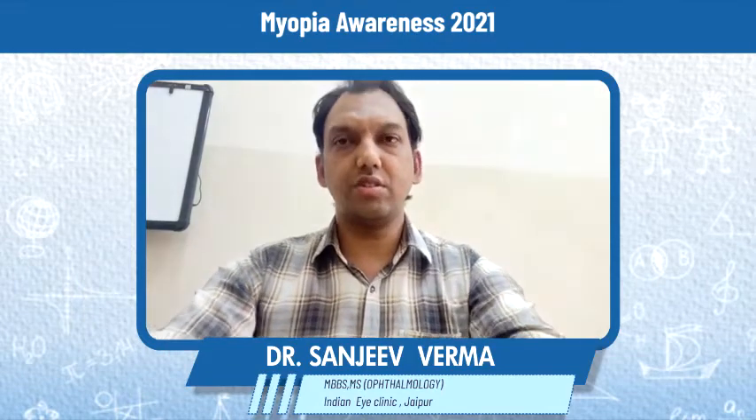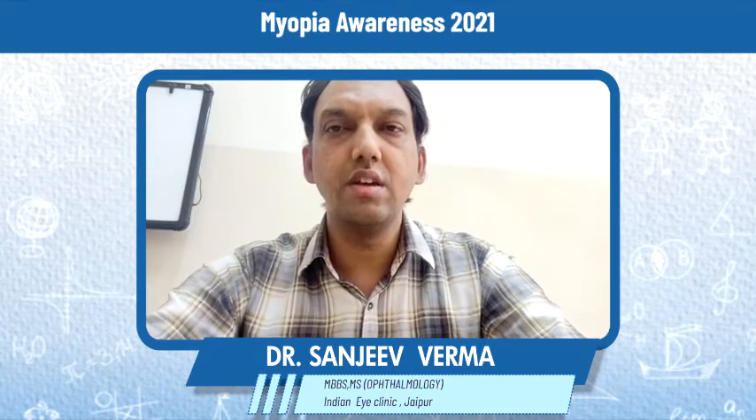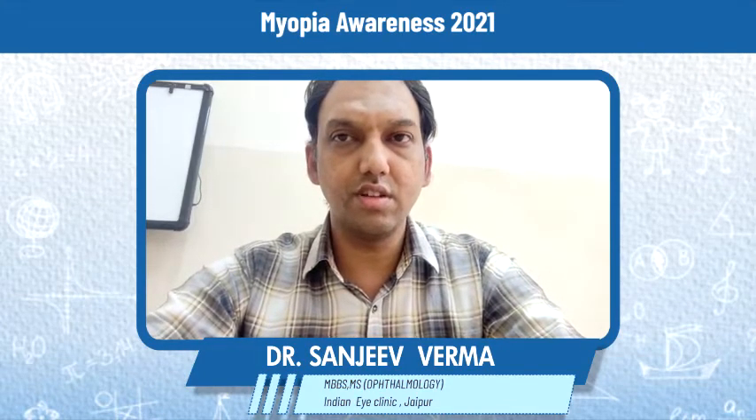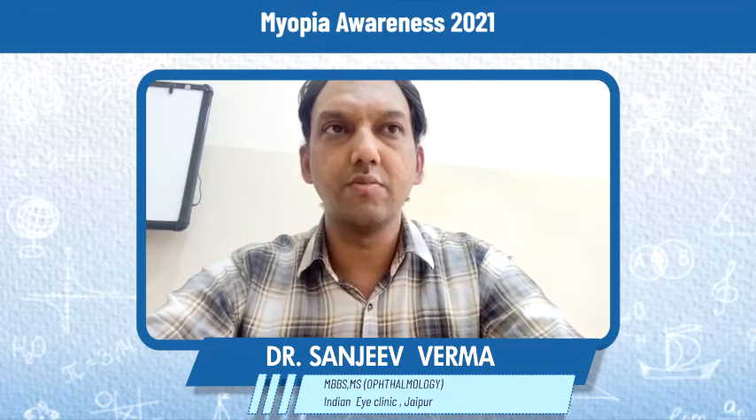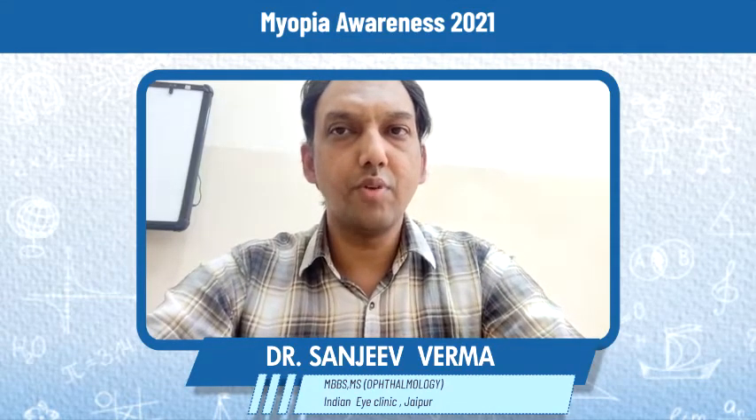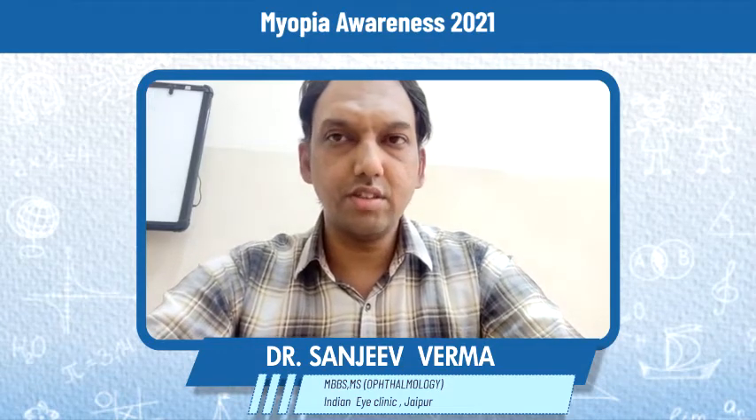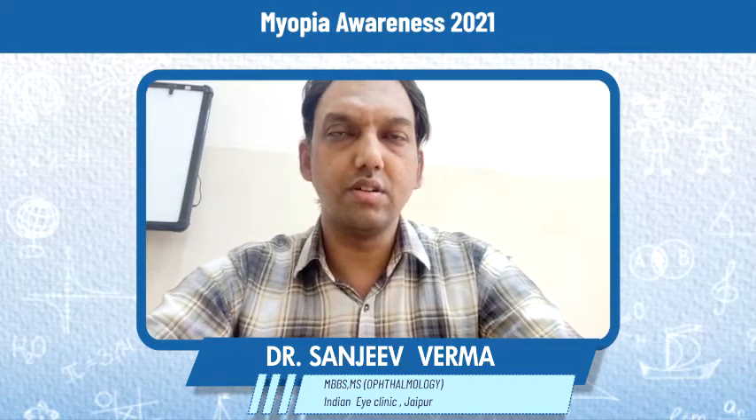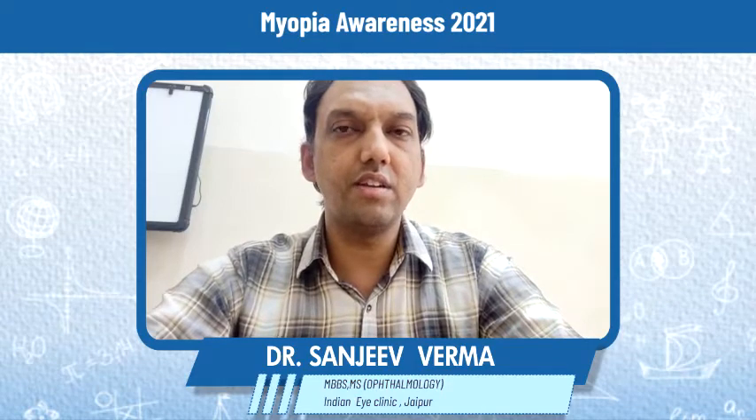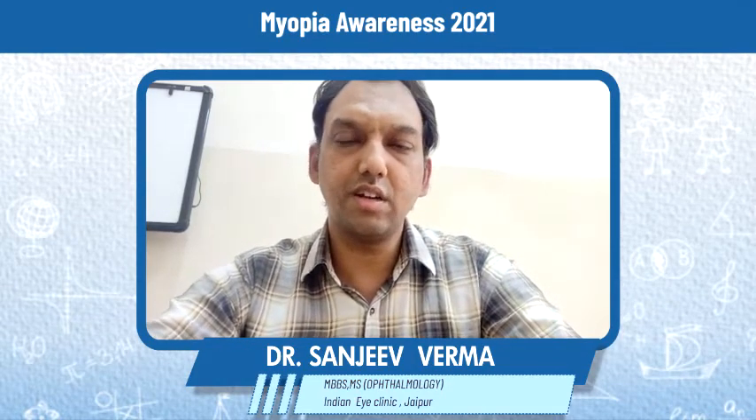The term myopia is derived from the Greek word myopia, which means short-sightedness, a condition in which the near vision is clear and the far vision is blurred. In the year 2050, almost 50% of the world's population is expected to be myopic. By definition, this is a condition in which the parallel rays of light coming from infinity are focused in front of the retina while accommodation is at rest.